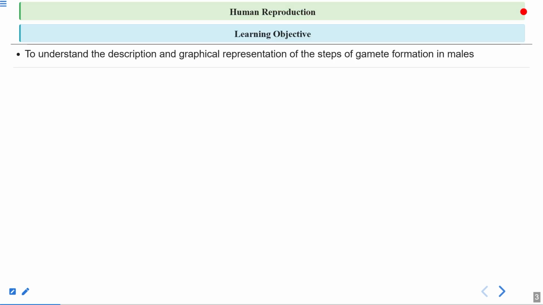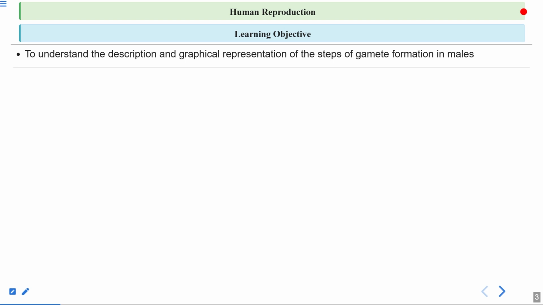So what is the objective of today's session? What will we learn in today's session? We will understand the description and graphical representation of the steps of gamete formation in males. Basically, we'll be talking about spermatogenesis, meaning sperm formation. The male gametes, known as sperms, are produced in the testes, and there are various stages in sperm formation. We'll talk about this in today's lecture.